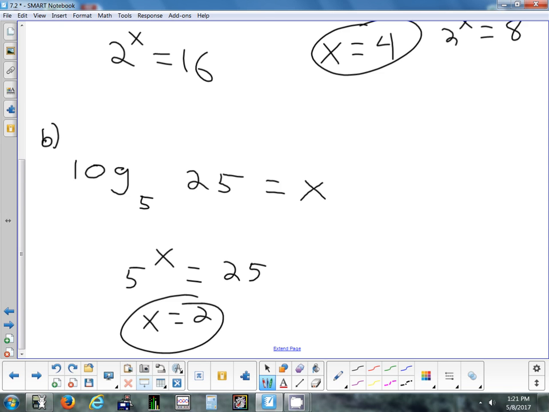What do you want on the test, do you want us to convert it and solve it? If it just says solve, you can solve it any way you want. If the problem says rewrite as an exponential equation, then I'm going to be looking that you rewrote it. Okay, so any questions on that one? All right.